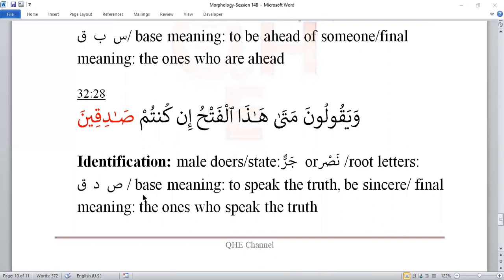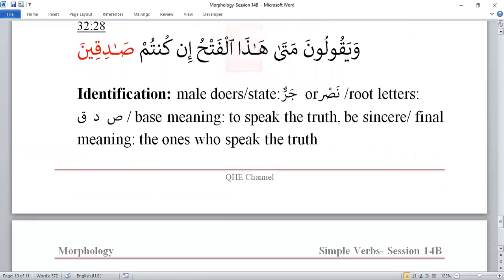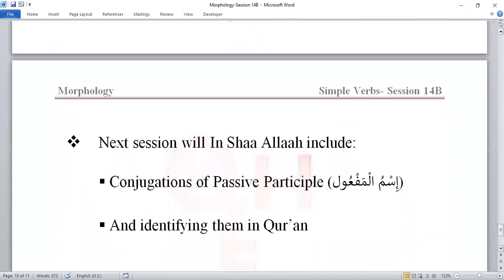Root letters, sad, dal, qaf. Base meaning, to speak the truth or be sincere. Final meaning, the ones who speak the truth. Okay, hopefully active participle is very clear to you. Please go over the video, pause and take a quick look at the conjugations, inshallah. Let's see what's coming up in the next session.